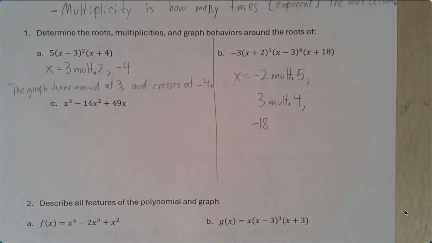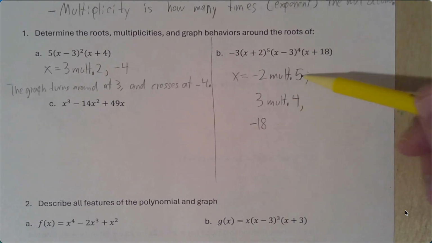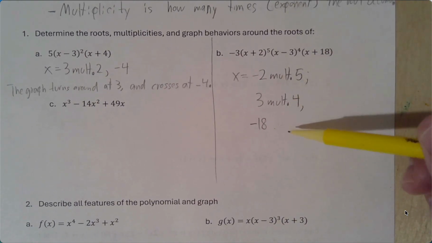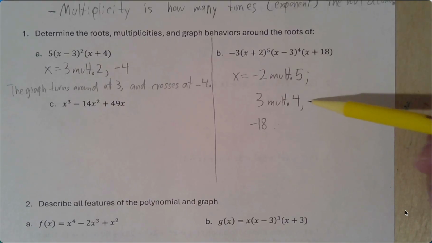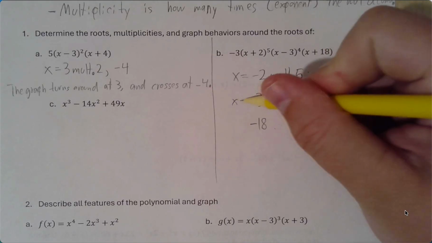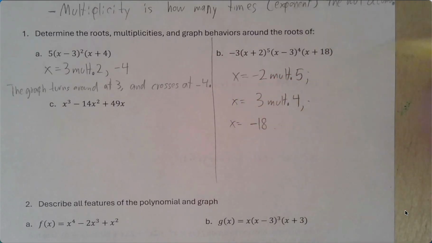So, hey, guess what? These two are going to cross, because those were odd multiplicities. This one is going to turn around. So there we go. Those are our three roots, multiplicity, and graph behaviors. Now I stated the graph behaviors, but that's what you would write for each one of them.